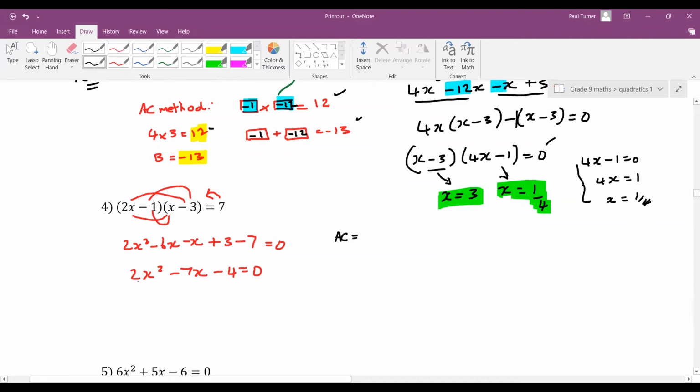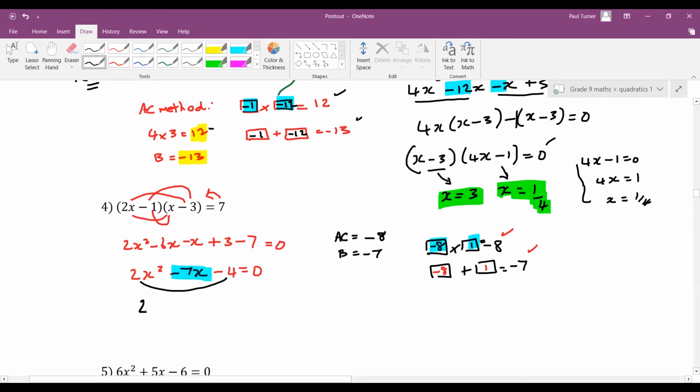So AC will be 2 times minus 4, that's minus 8. And B is minus 7. So the two numbers you want multiply to be minus 8 and add to be minus 7. So that's going to be minus 8 times 1, looks like it. So minus 8 times 1, minus 8. Minus 8 plus 1, minus 7. So this looks okay. So these are your two numbers we use to change the middle term, this one here.